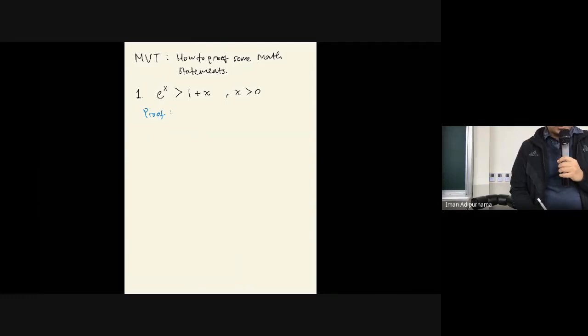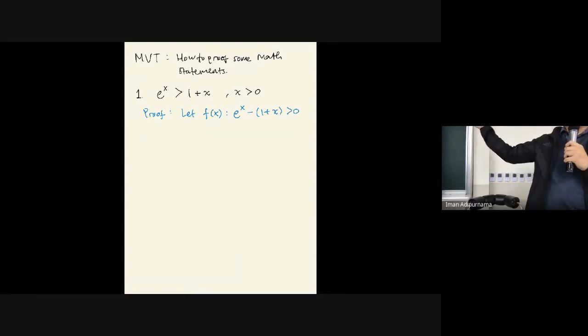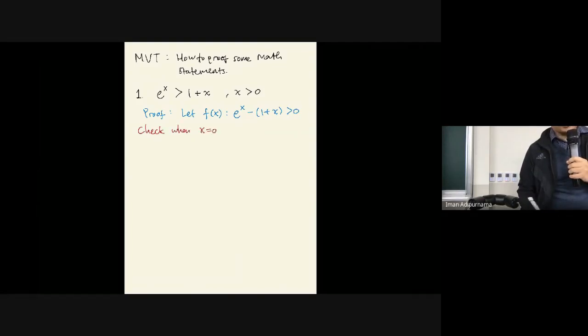So, let f(x). We state our function first. Let's state the function e to the x, and let me make this greater than 0. Because it starts with x should be positive, right? x is greater than 0. Let me check when x is 0, because 0 is an easy number that we can compute.